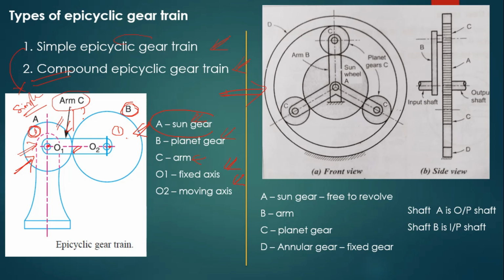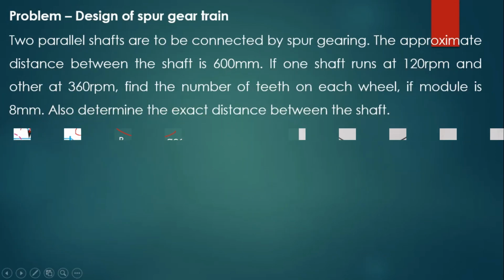The second case is compound gear trains. When there is more than one gear on the shaft, then this type of combination is called a compound epicyclic gear train. So, it's a simple problem.